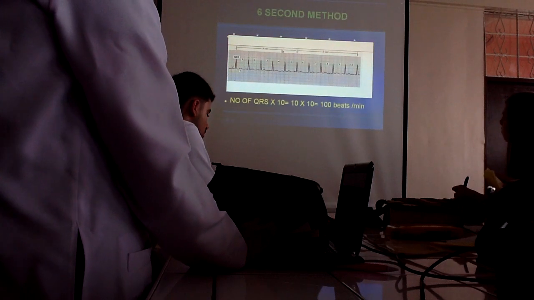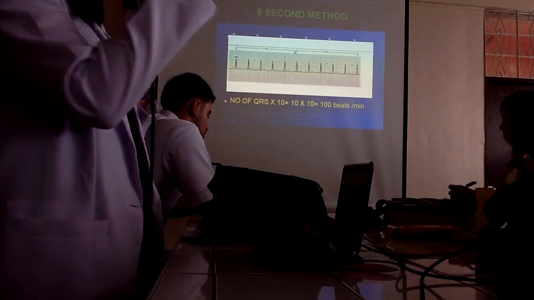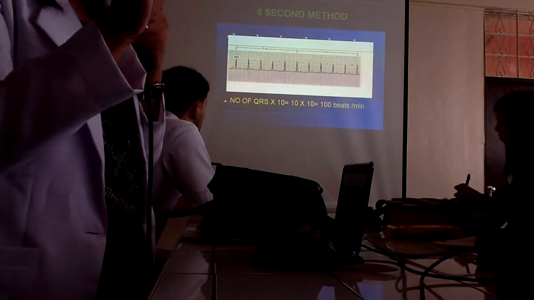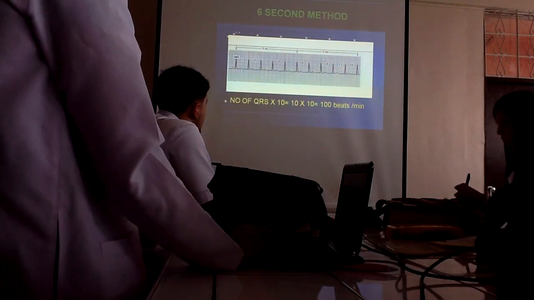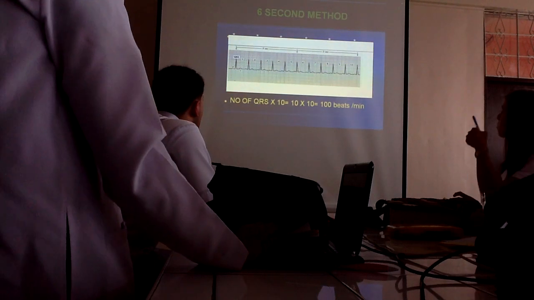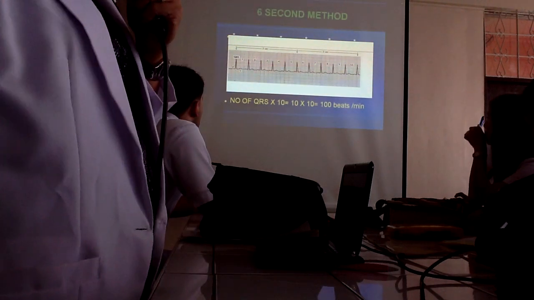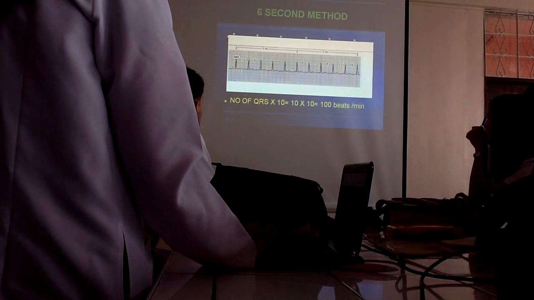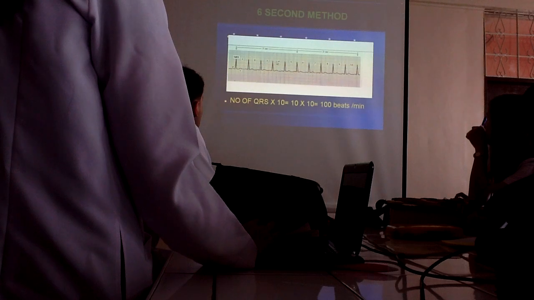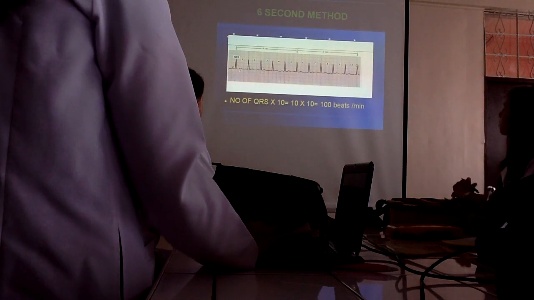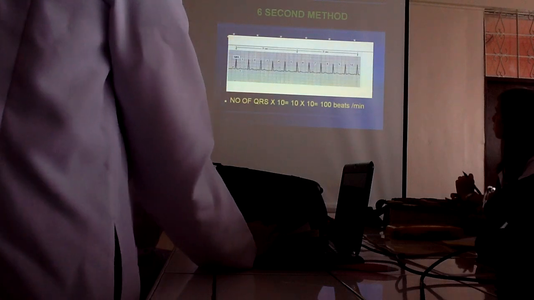Each of the three here shows a 3-second interval. So this method is 6 seconds, so you have to count every 6 seconds. For this, you have to count how many QRS complexes are there in a 6-second interval. So we start with the first QRS: 1, 2, 3, 4, 5, 6, 7, 8, 9, 10. So there are 10 QRS complexes.